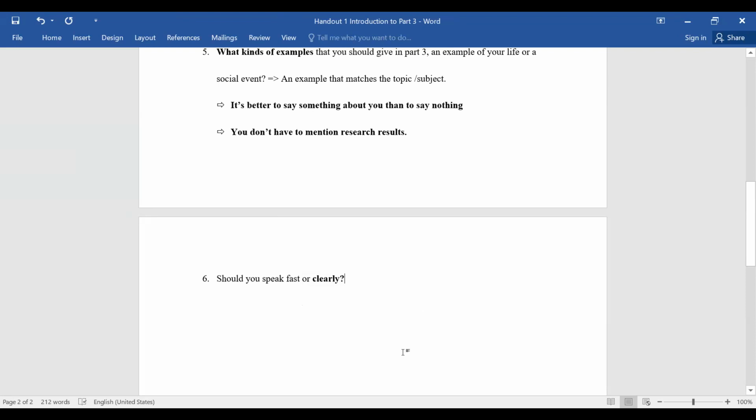And what else? Is there another reason? I mean, I don't know. Okay, thank you, and correct, everybody. You should speak clearly. There are some dangers of speaking fast. First of all, if you speak too fast, the examiner will have to try to follow you. And now let me show you something.